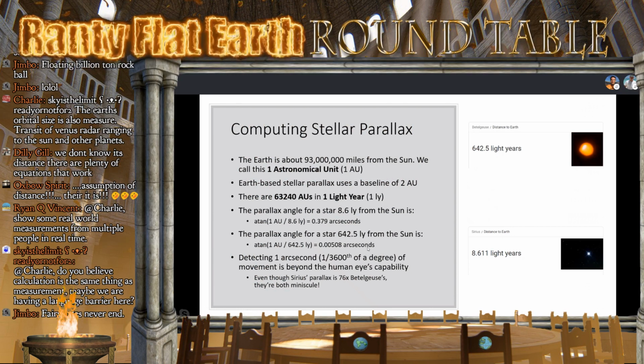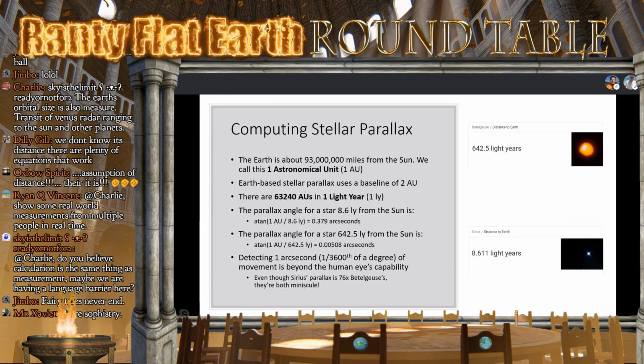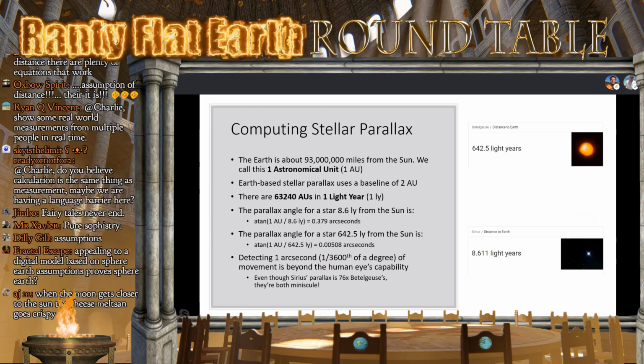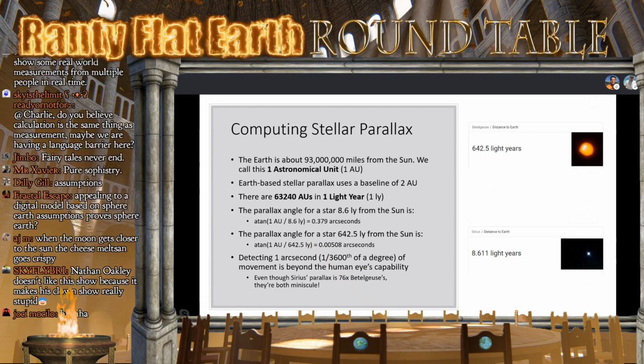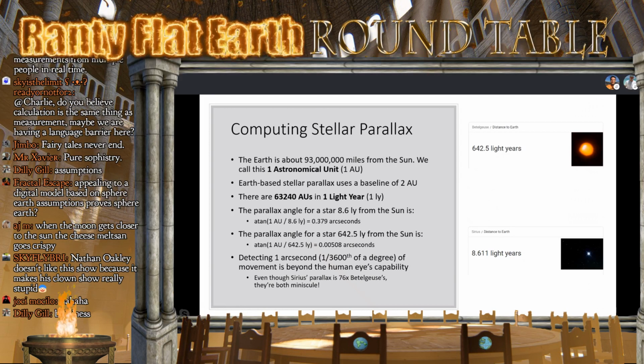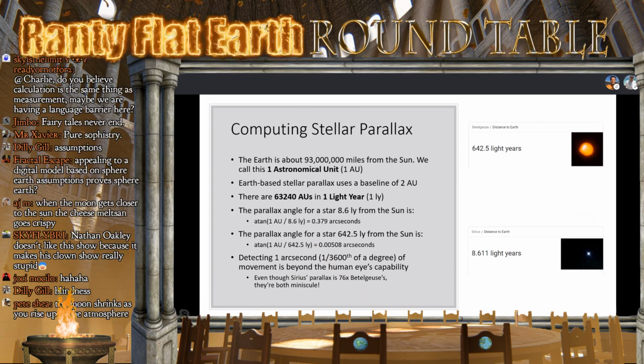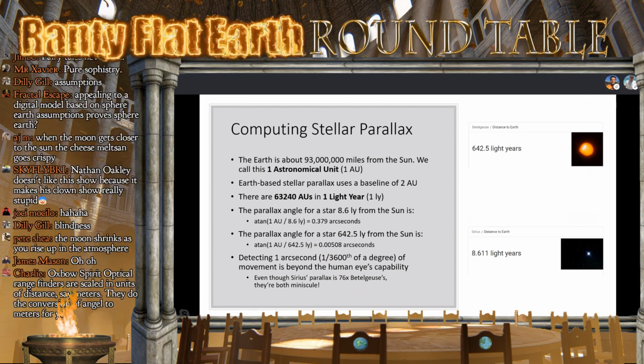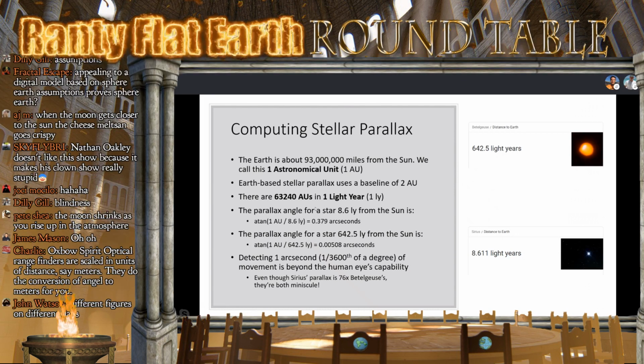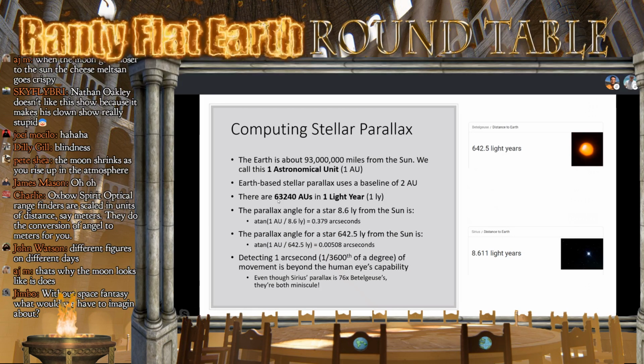The Earth is about 93 million miles from the Sun. We call this distance 1 astronomical unit. Earth-based parallax of stars uses a baseline of 2 astronomical units. We look at where a star is one day, and then 6 months later, when we're on the other side of the Sun, we look at the star again. This gives us the baseline for the triangle that we create. In terms of distance, there are over 63,000 astronomical units in a light year.